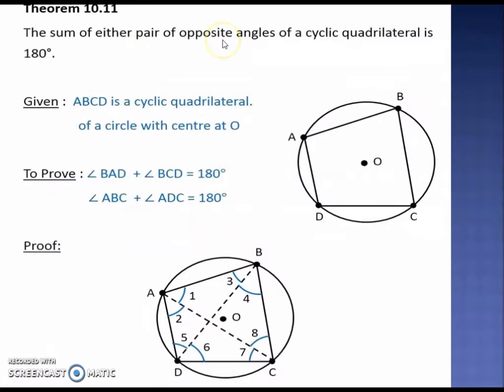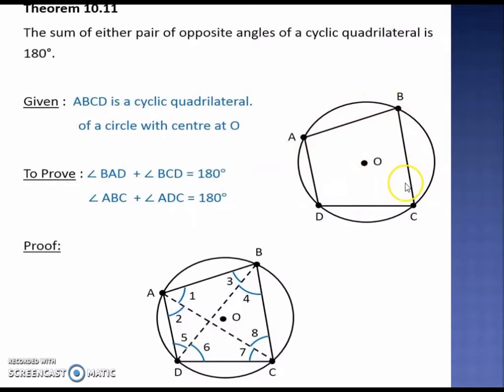The sum of either pair of opposite angles of a cyclic quadrilateral is 180 degree. Now first understand what a cyclic quadrilateral is. A quadrilateral whose all 4 vertices lie on the circumference of the circle is known as a cyclic quadrilateral. All 4 vertices of the quadrilateral should be on the circumference, not somewhere inside the circle.